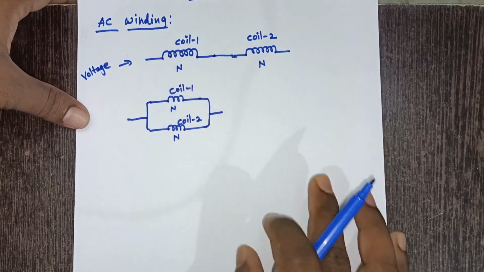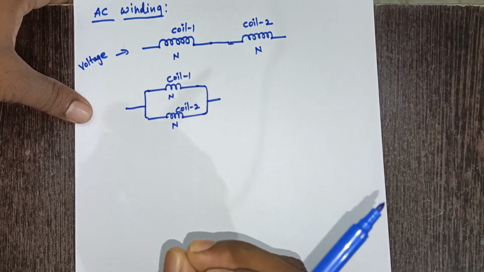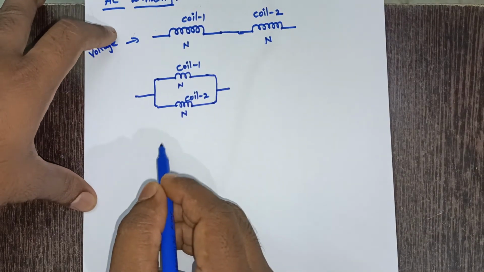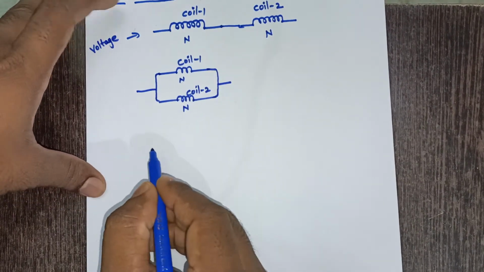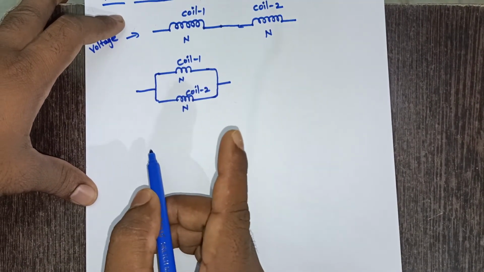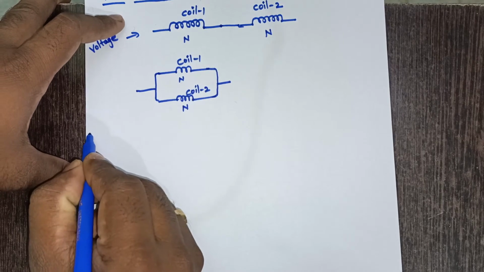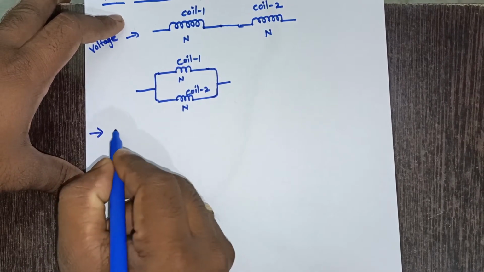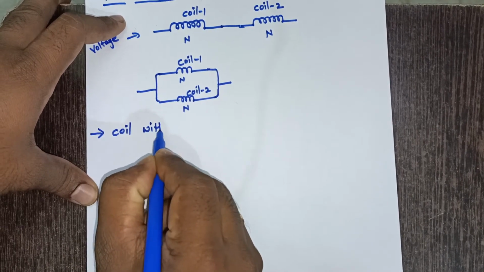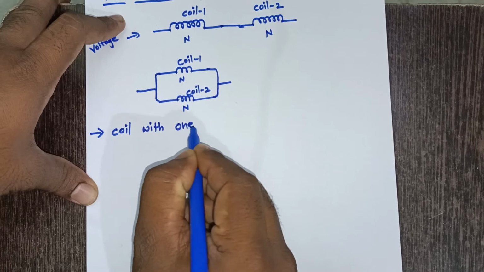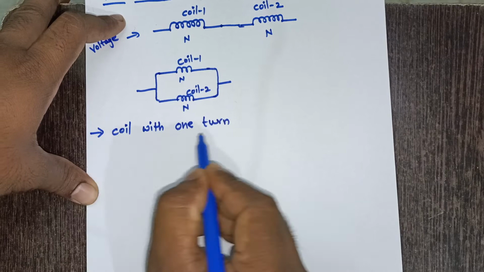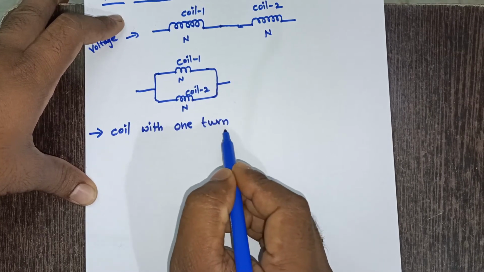When we go for actual representation, a coil can be prepared like this, right? See here, a coil consists of a number of turns. For example, let me design one coil with 1 turn, right? First we will try to understand a coil with 1 turn. So if you want to design a 1 turn coil, how is it prepared?